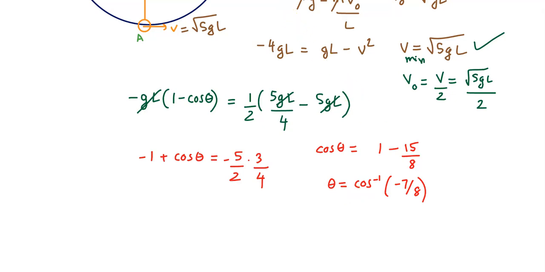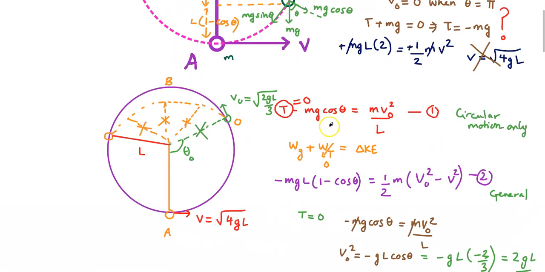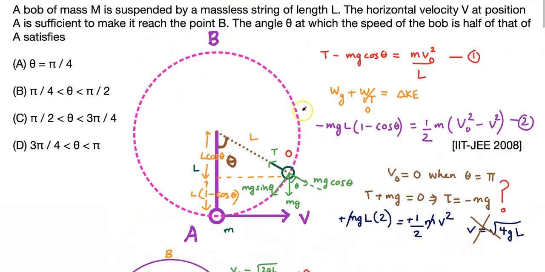And we are done. We are almost done. All that remains is, well, I'm going to box this, but that's not all that remains. We were not actually given the actual value of theta, but we needed to find the range in which theta lies, right? So we have found out that theta is cos inverse of minus 7 over 8. That's the angle at which the speed of the bob is half of that away.